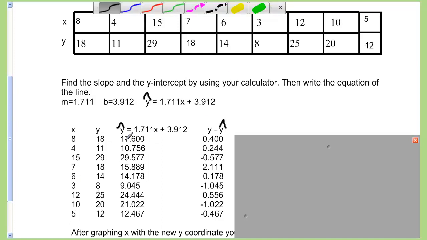My next step is I have to take y, which is 18, and subtract 17.600 from it, and you'll get 0.400. Then I'm going to take 11 and subtract 10.756 from it, and you get 0.244. Then take 29 and subtract this, and because it's a bigger number, it's going to become a negative number.